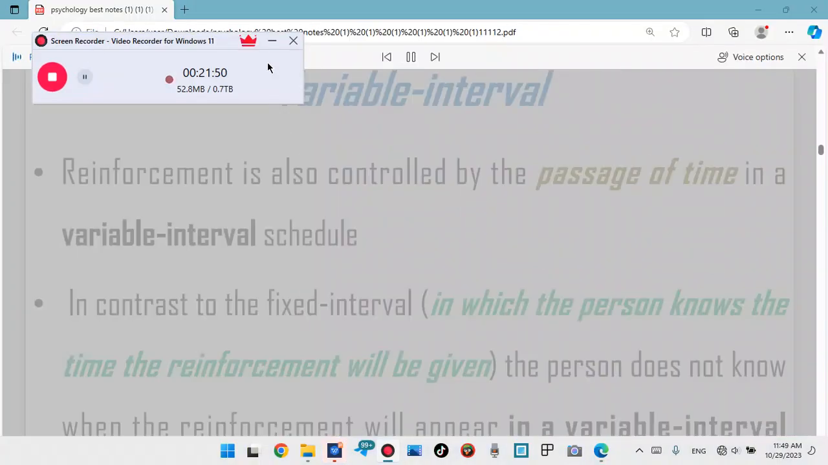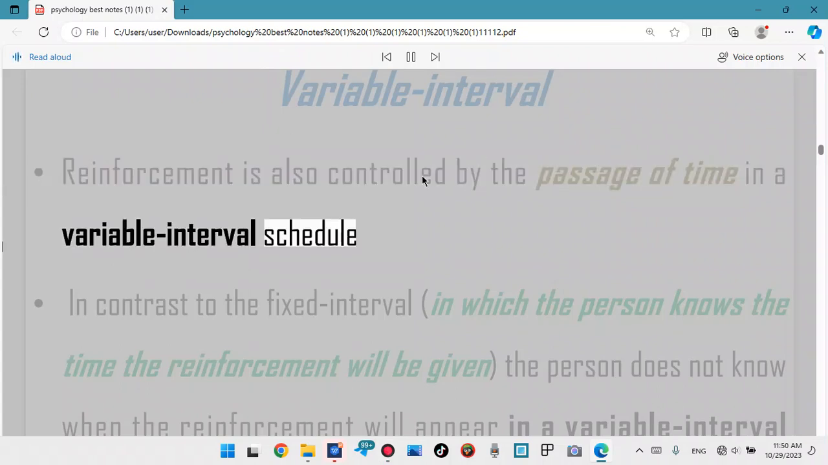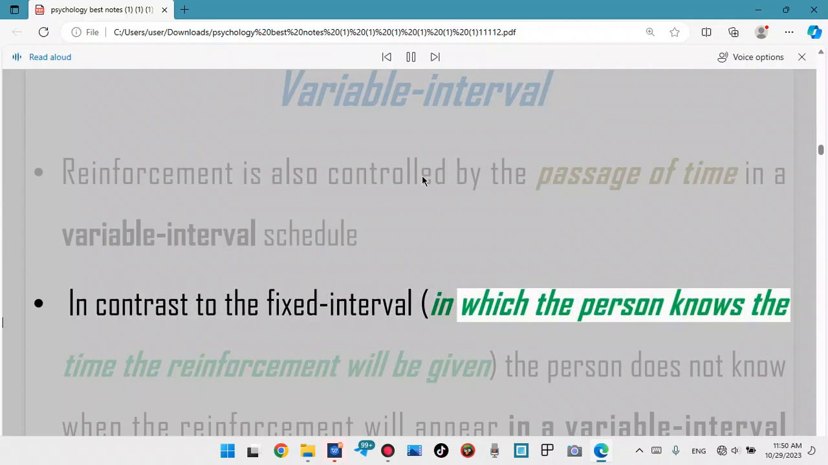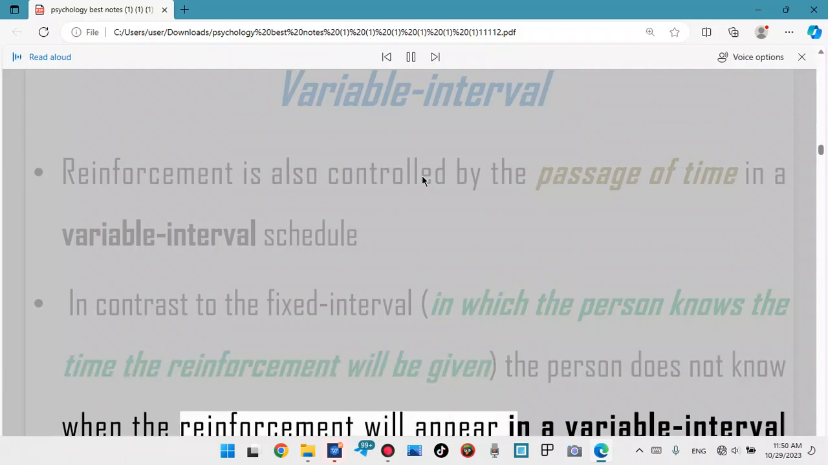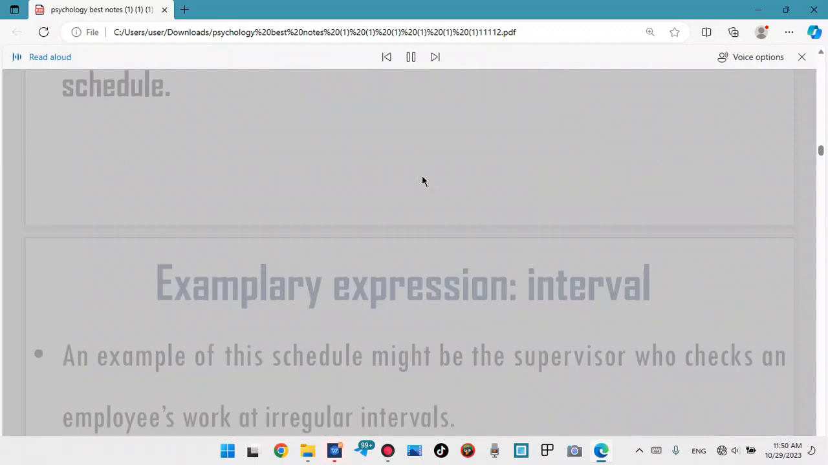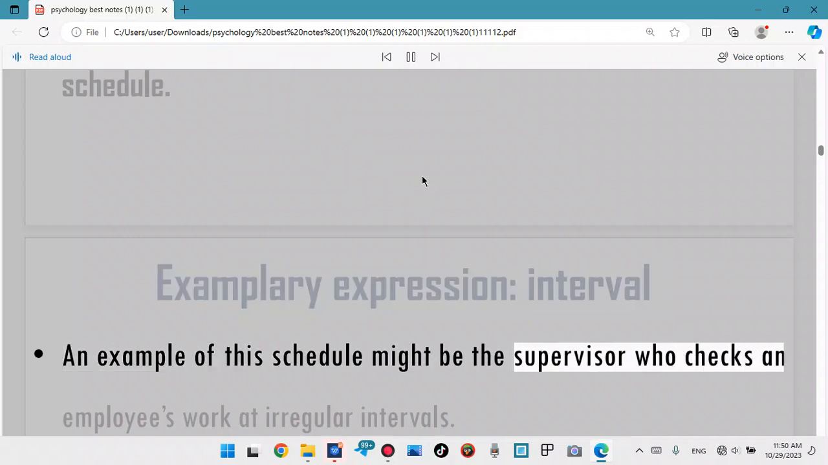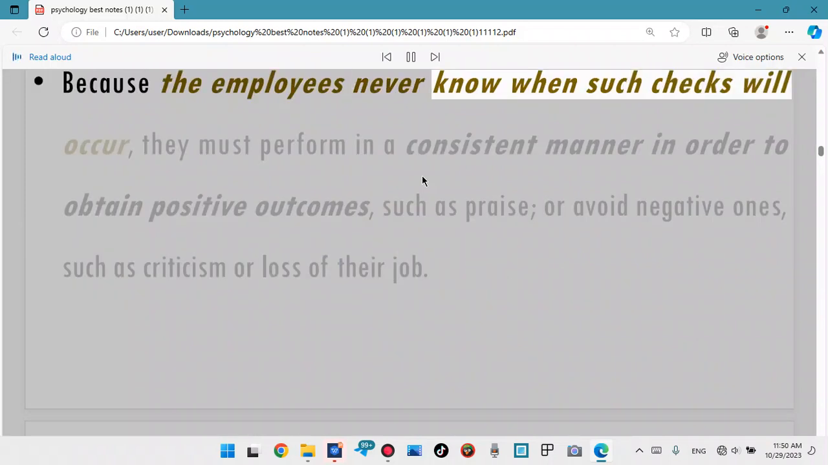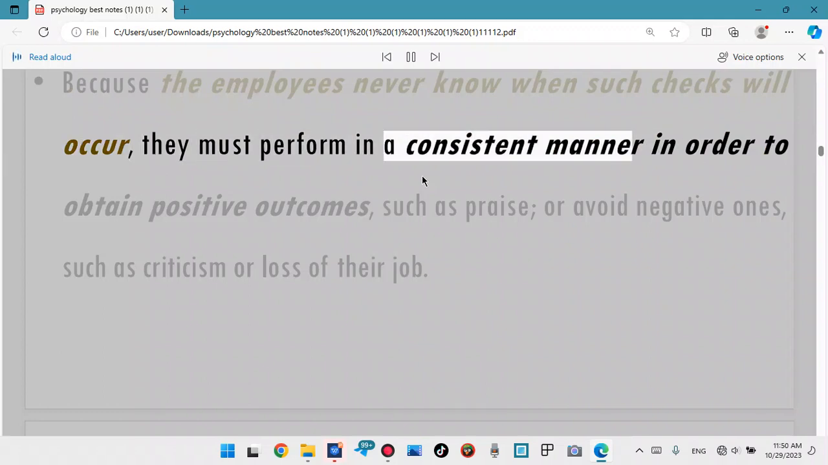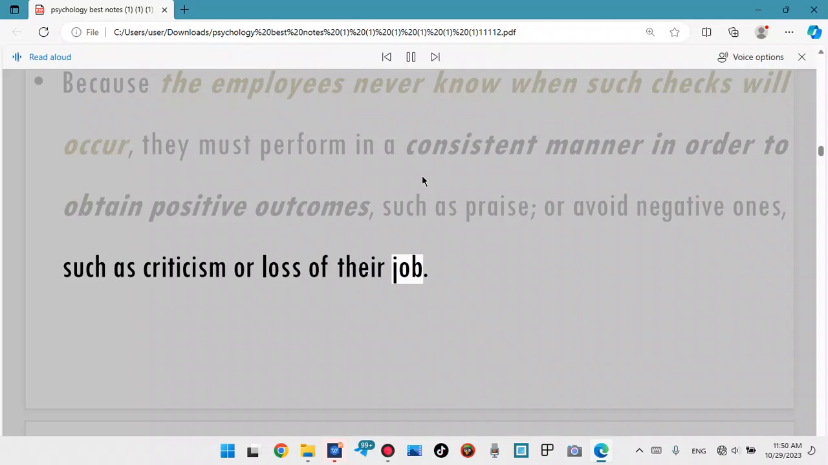Variable interval. Reinforcement is also controlled by the passage of time in a variable interval schedule. In contrast to the fixed interval, in which the person knows the time the reinforcement will be given, the person does not know when the reinforcement will appear in a variable interval schedule. An example of this schedule might be the supervisor who checks an employee's work at irregular intervals. Because the employees never know when such checks will occur, they must perform in a consistent manner in order to obtain positive outcomes, such as praise, or avoid negative ones, such as criticism or loss of their job.